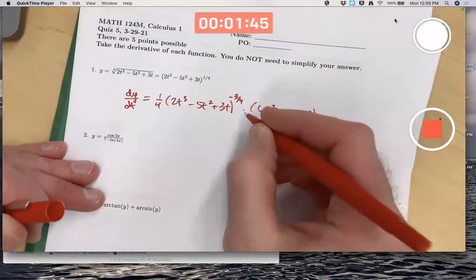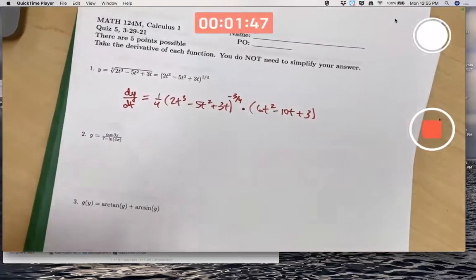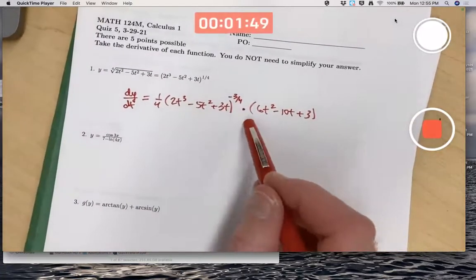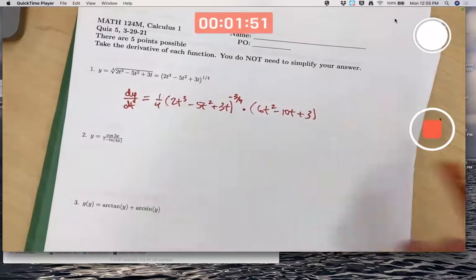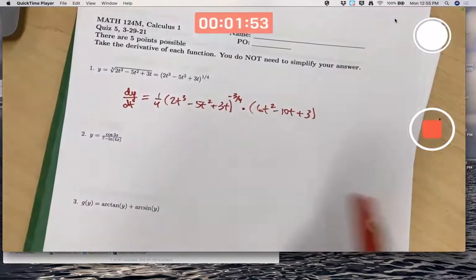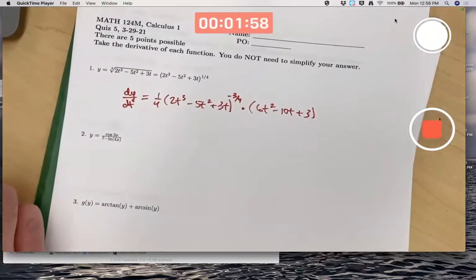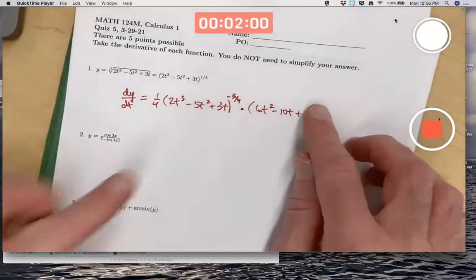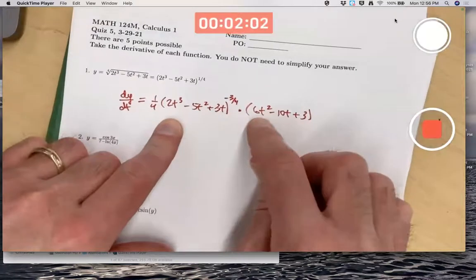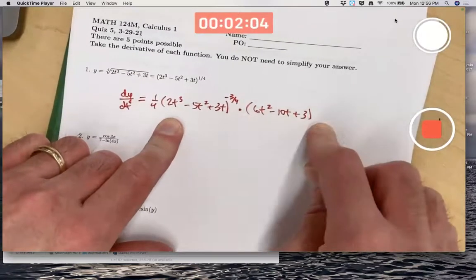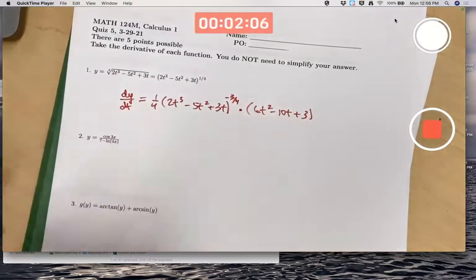Those parentheses are absolutely necessary. If you didn't put a dot there, but you did put parentheses, I will assume you meant multiplication. That will be okay. But the parentheses are a must. You're multiplying by that entire thing. If you don't put parentheses there, it's as if you're multiplying this only by the 6t squared. But no, you're multiplying by the entire thing, the entire derivative of the inside function.